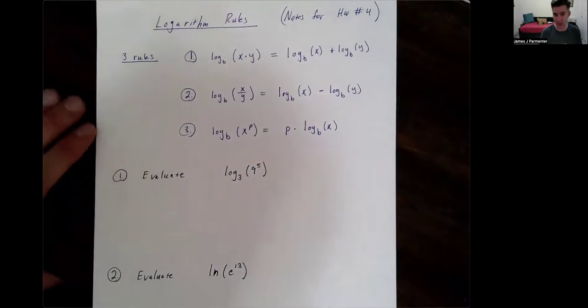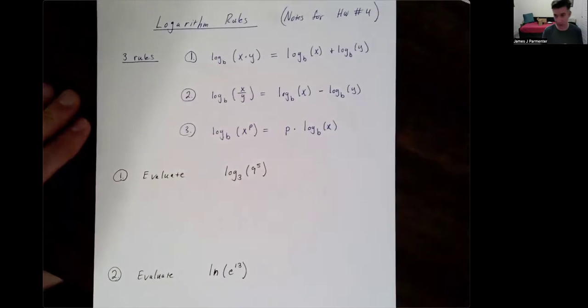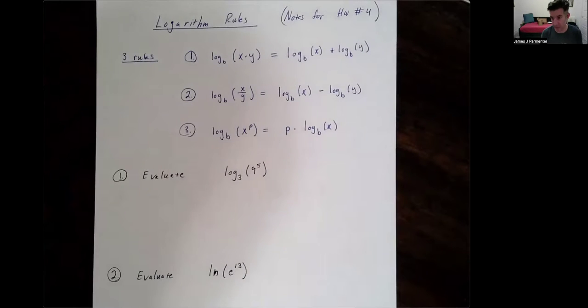We often call these the product rule, the quotient rule, and the power rule for logarithms, but I don't like to use those names because when you take calculus, you learn a product rule, a quotient rule, and a power rule for derivatives. And when people say the power rule, that's what they actually mean. So I won't use those names here.